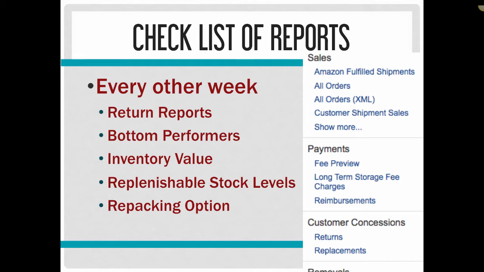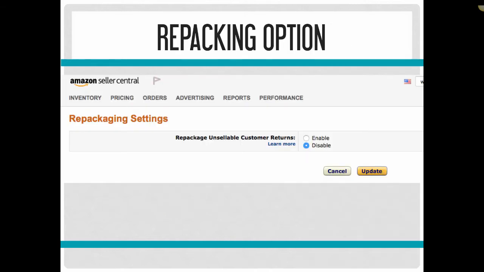And then every other week, we try to make sure that the repackaging option is still turned off. The repackaging option is that if somebody returns an item, then Amazon's warehouse will look at it, and if it looks good, they'll go ahead and put it back in the warehouse. We know that there were some people that were having suspensions for items being listed as new when they were used because the people who were inspecting these items weren't doing a good enough job. So that's something that we prefer to keep turned off.